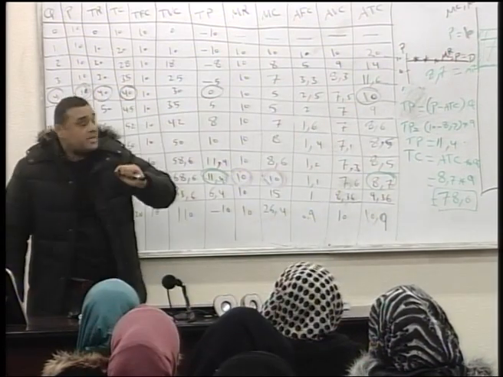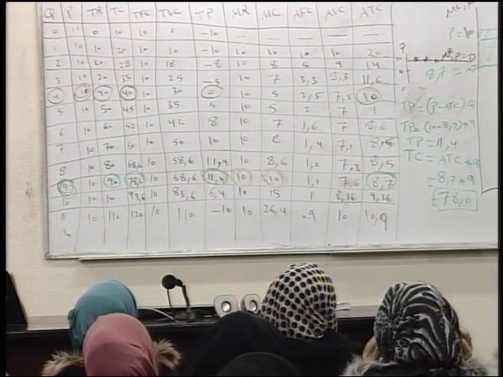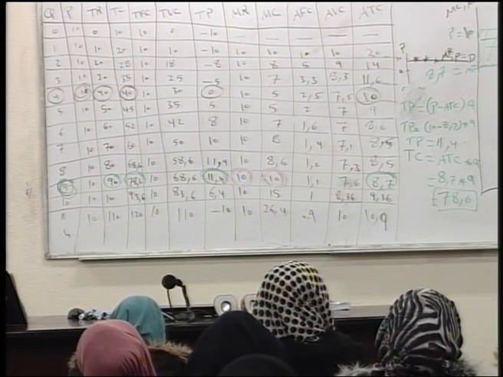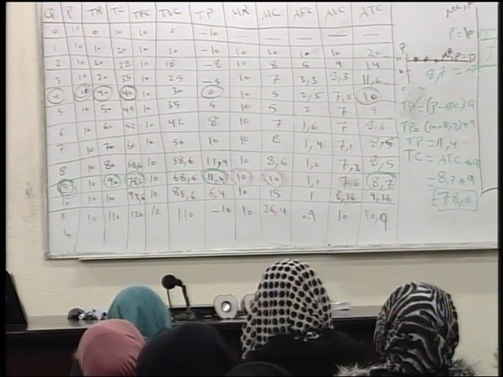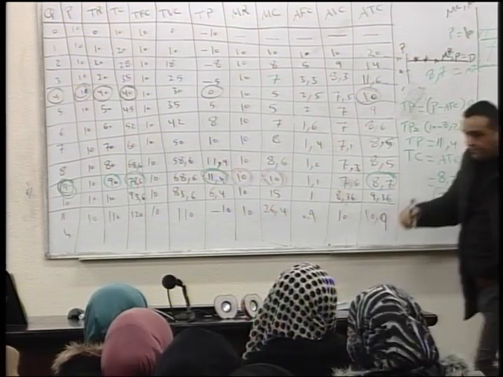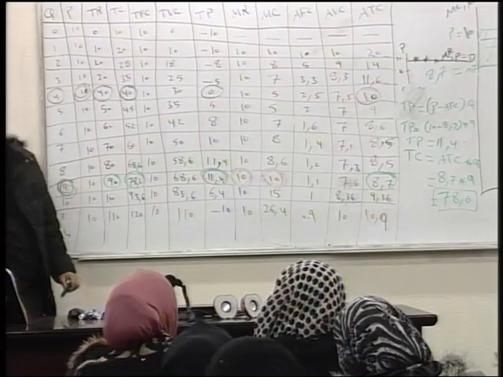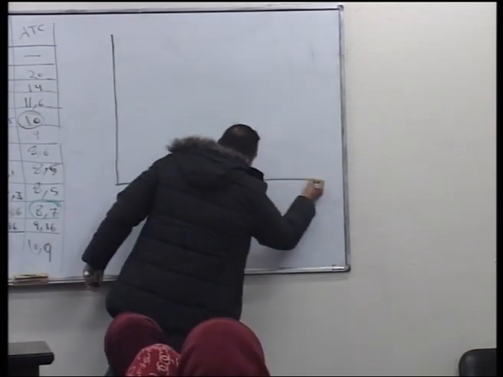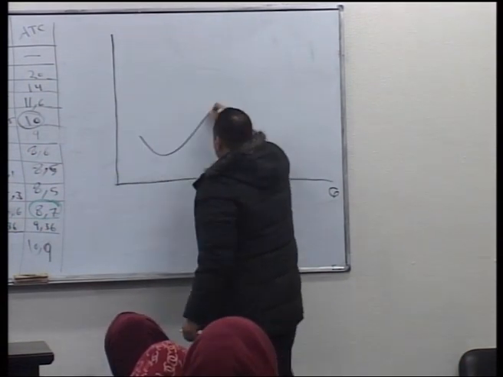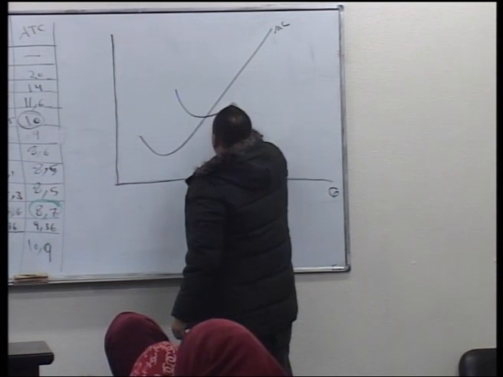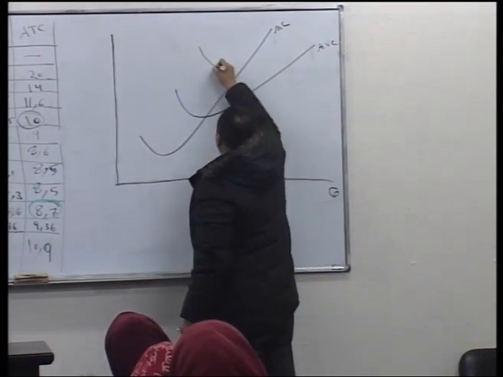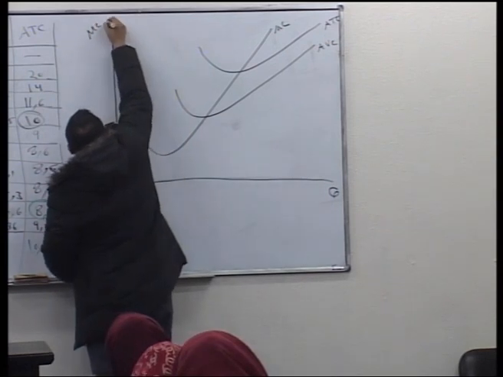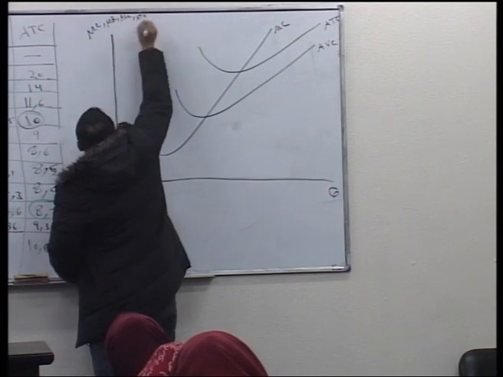Okay. Now, if the price was above ATC, meaning the price comes here, we go down from the equilibrium point to the ATC. Right? But what if it was below it? Let's see on the graph. Q, MC, AVC and ATC. MC, MR, AVC, ATC, and price.